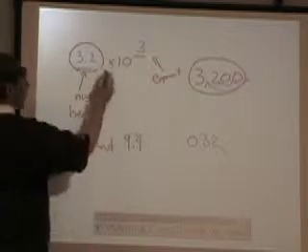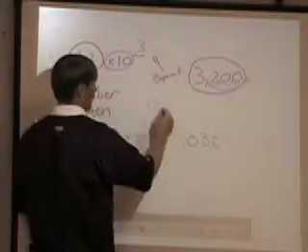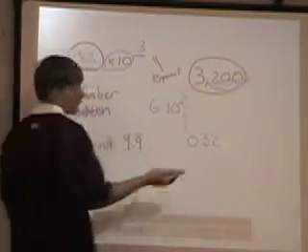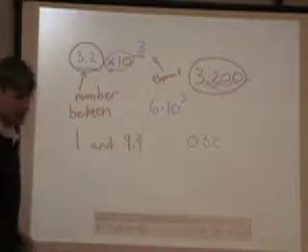Okay, what you've got to remember is the times 10 each time. So you're going to put like 6 times 10 to the third. This means times, right? Okay, so let's try some examples.